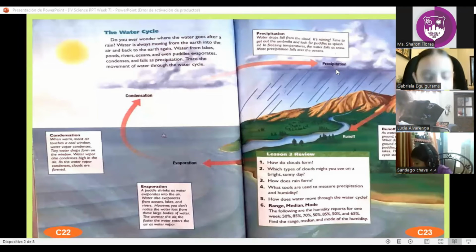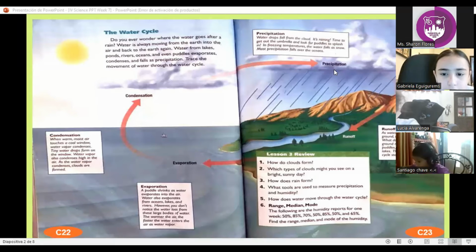Excellent. So precipitation, what you see when it's raining, the clouds, there is a precipitation, there is going to be a storm, and you see the water is going down, it's falling down, or as snow. Okay, then we have the runoff.